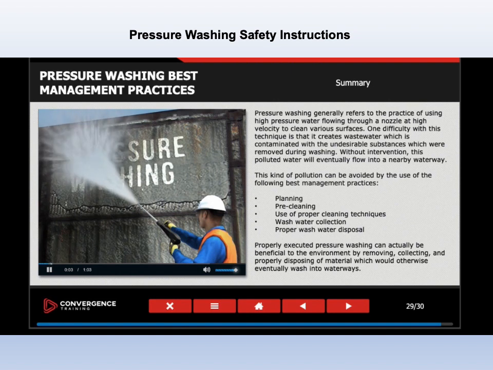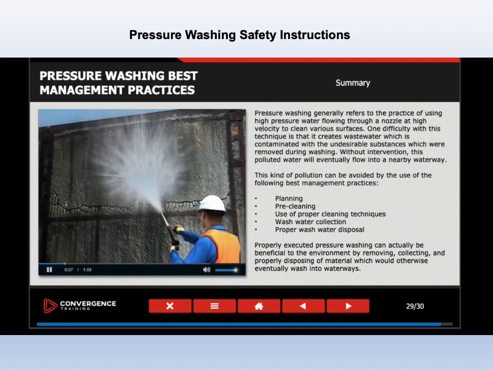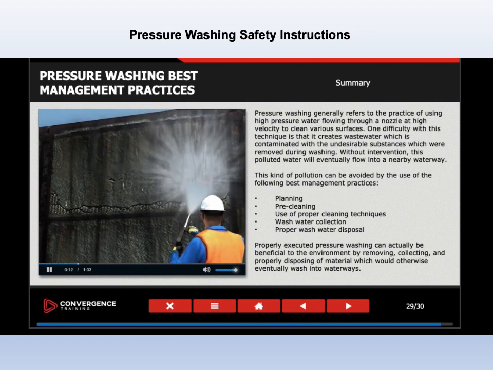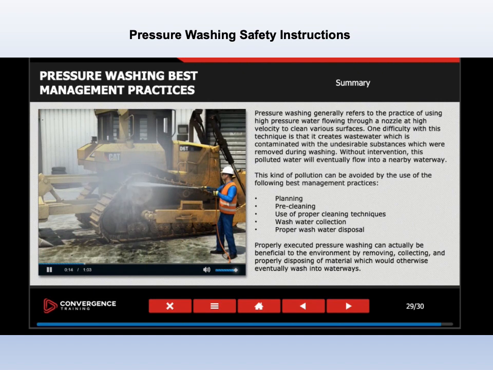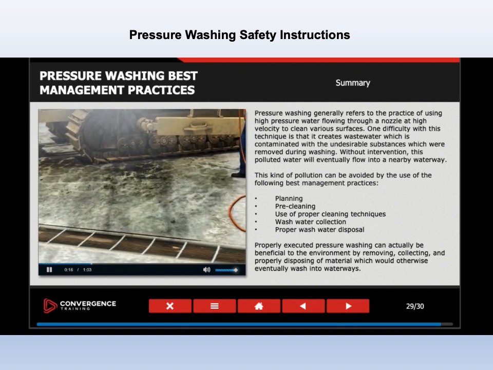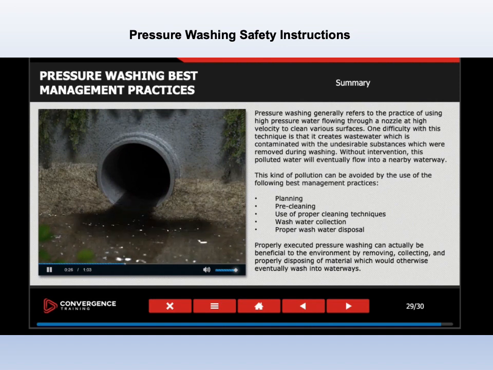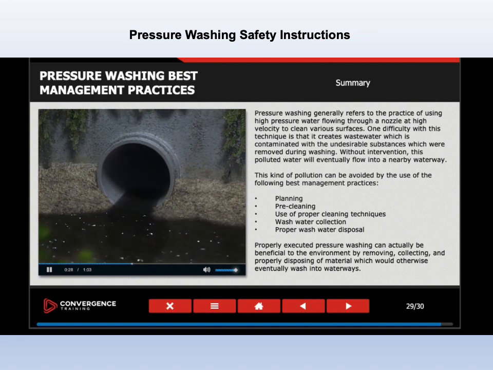Pressure washing generally refers to the practice of using high-pressure water flowing through a nozzle at high velocity to clean various surfaces. One difficulty with this technique is that it creates wastewater which is contaminated with the undesirable substances which were removed during washing. Without intervention, this polluted water will eventually flow into a nearby waterway.